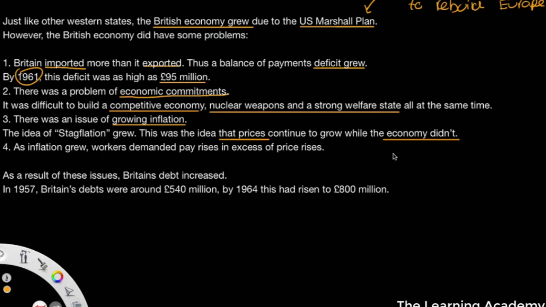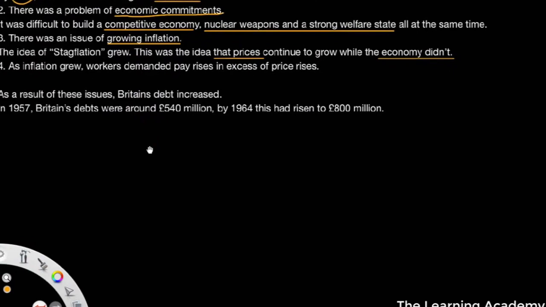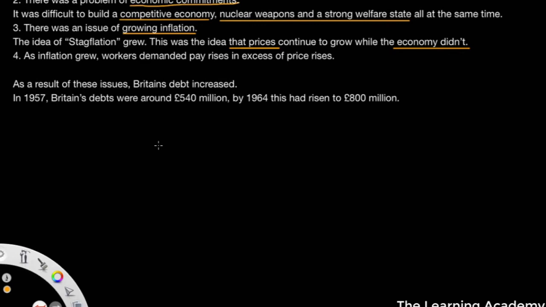So the British at this period of time had a habit of wanting to just mold words together. So we've got buskalism and we've got stagflation. As a result of these issues, though, the British debt increased, and in 1957, debts were around 540 million. Okay, this had gone up by 1964 to around 800 million, which is a huge, considerable sum for the time.